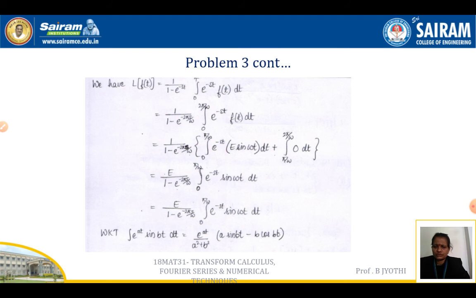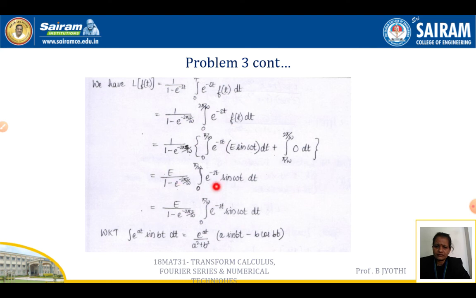So the solution, we have L of f of t as per the periodic function definition, and here the period is 2 pi by omega, so it is 0 to 2 pi by omega e power minus st f of t dt, where f of t is again split as 0 to pi by omega it is e sin omega t, and pi by omega to 2 pi by omega is 0. So let us leave this and we will concentrate on this.